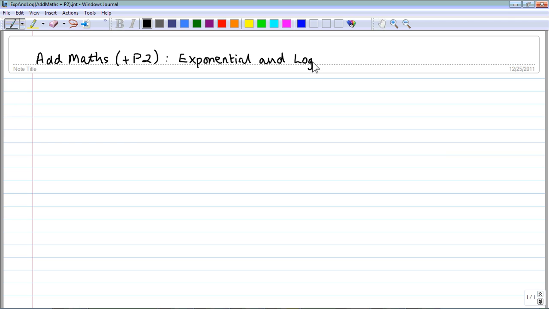So I'll write the full word here. Exponential and logarithmic functions, but a lot of the time I'm just going to write exp and log. Keep it simple. So what topics are we going to cover here?